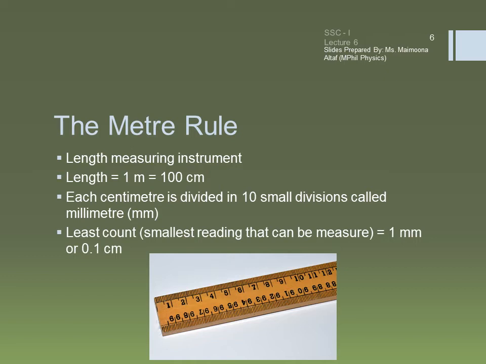While each centimeter is further divided in 10 small divisions, which is called millimeter. Thus, 1 millimeter is the smallest reading that can be taken using a meter rule. And this smallest reading is named as the least count of the meter rule.